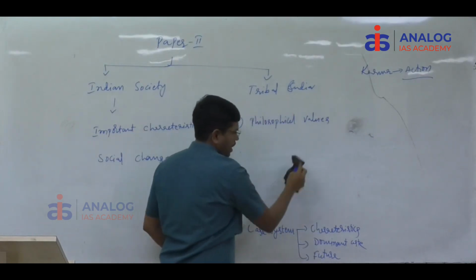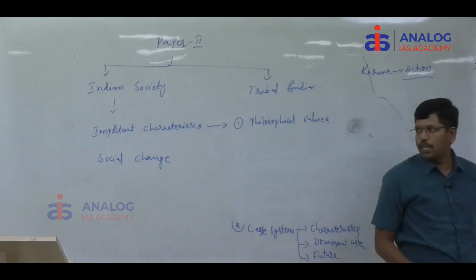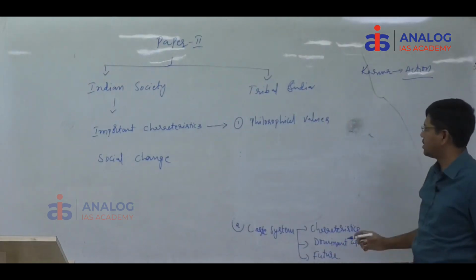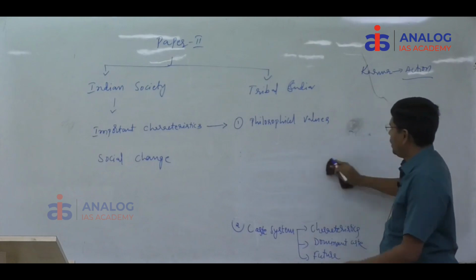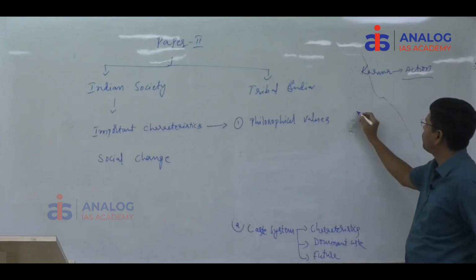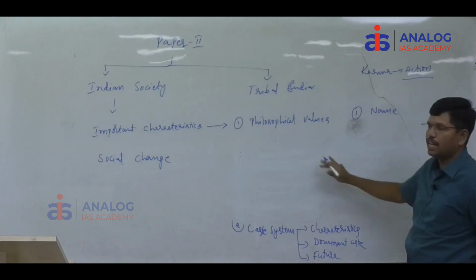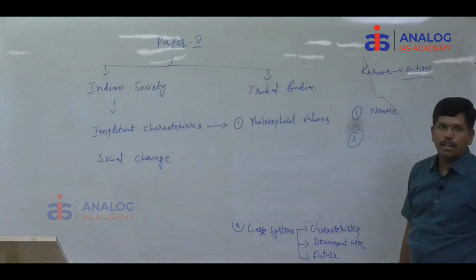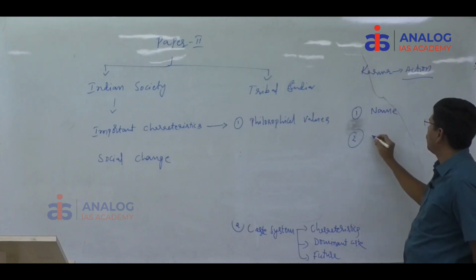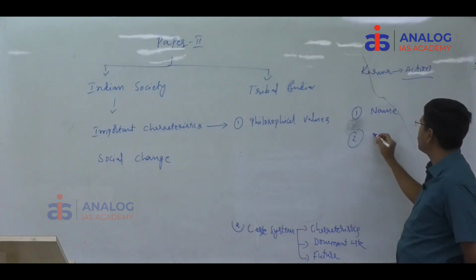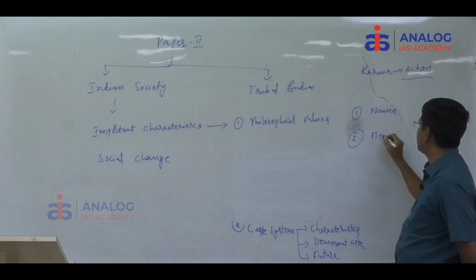Now let us discuss the caste system. What are the important characteristics of caste? First one is, every caste has a name. In every caste, membership is because of birth. Membership is by birth only.